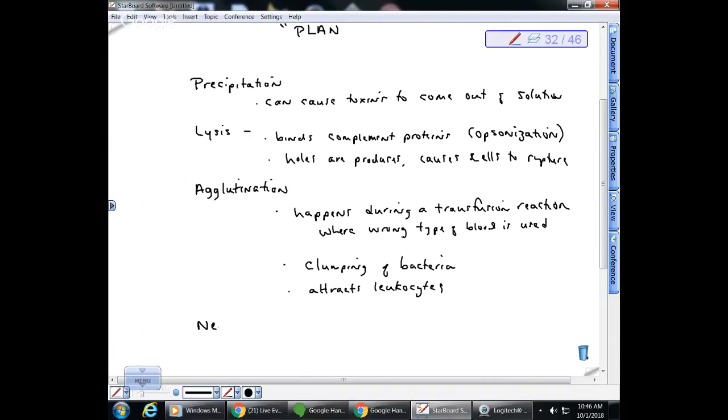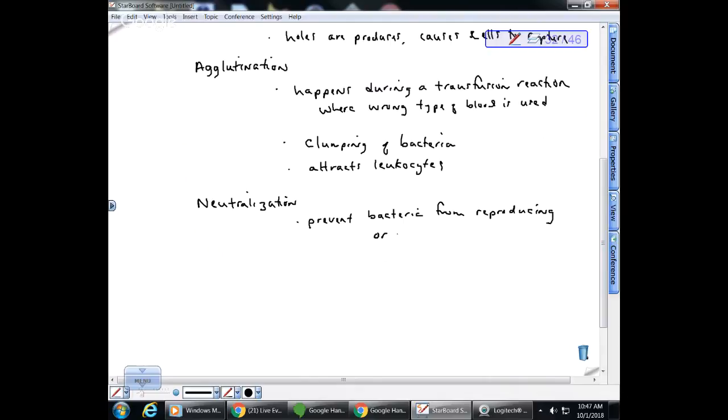And then we have neutralization. Right? So they prevent bacteria from reproducing or producing toxins. Bacteria want to be able to use the body and its nutrition, right? It destroys the tissue so that nutrients are released into the fluid so that they could use those nutrients to reproduce, right? So prevent bacteria from reproducing or causing harm.